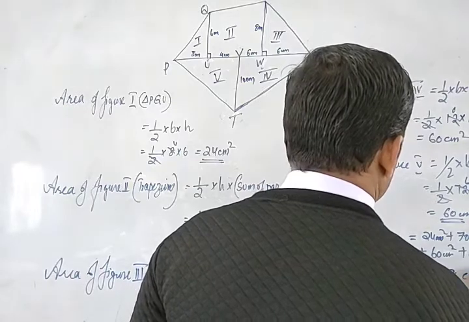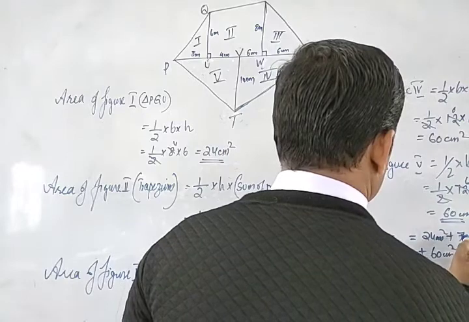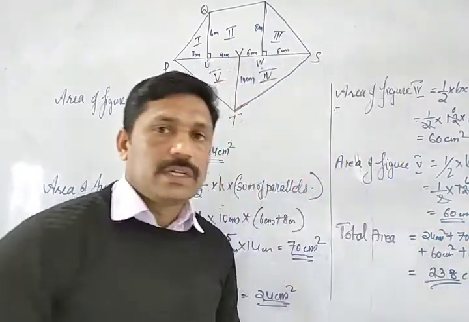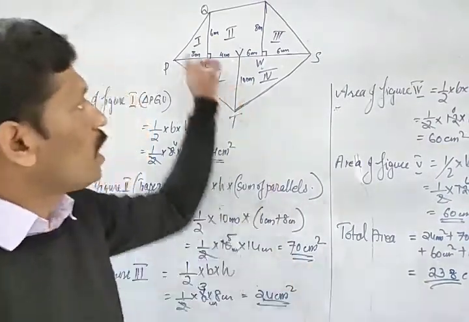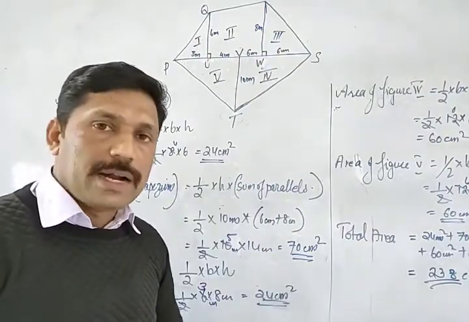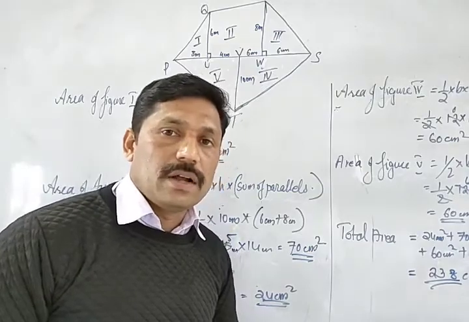That means 238 centimeter square. So the area of this composite figure is 238 centimeter square. So we have found out the area of all these figures separately, and then we have added. Then we got the area of this total.